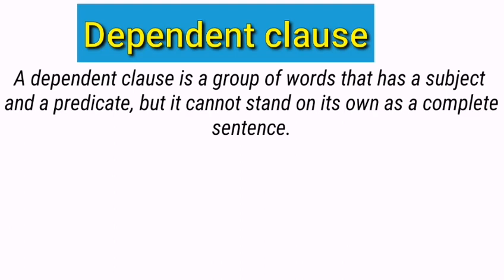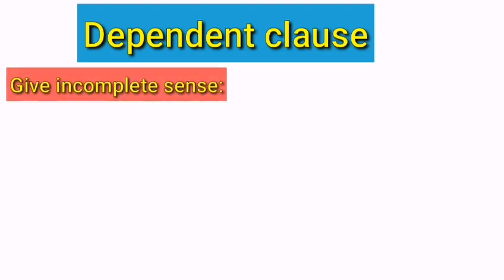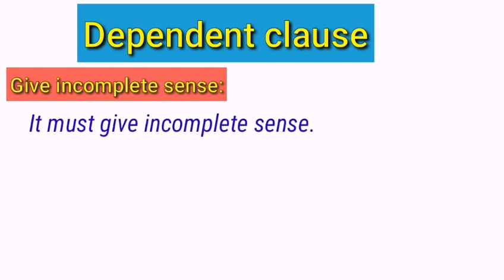To make it easy for you, let me tell you the distinguishing points of dependent clause, one by one, then you will understand it. The first one is: gives incomplete sense. By this point, I mean that a dependent clause must give incomplete sense. In simple words, this clause will give you meaning, but the meaning will not be enough to convey a full idea. So, this is one of the distinctive points of dependent clause.